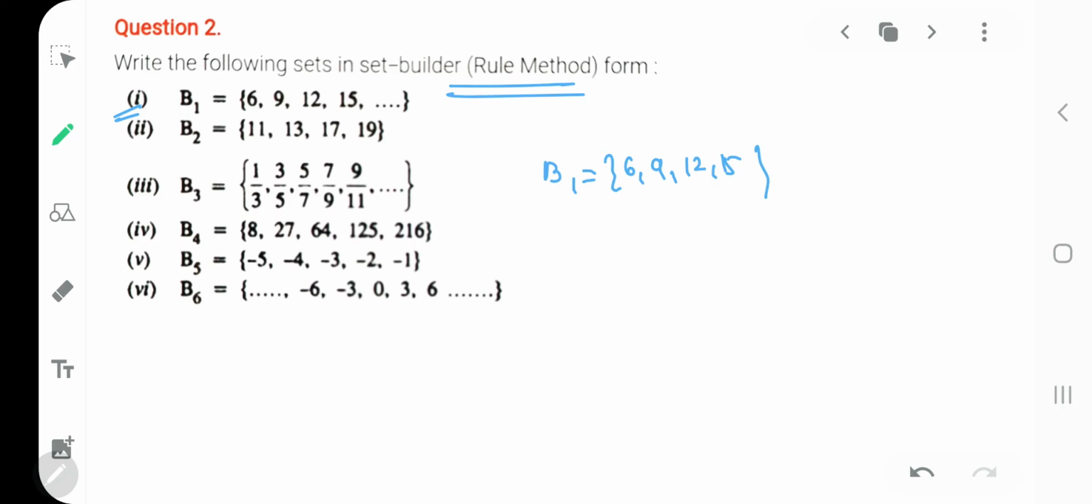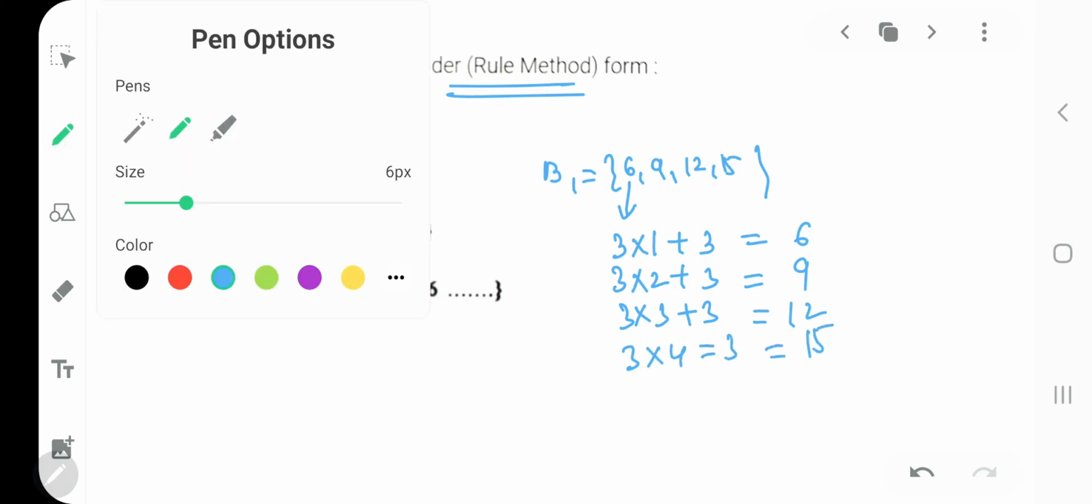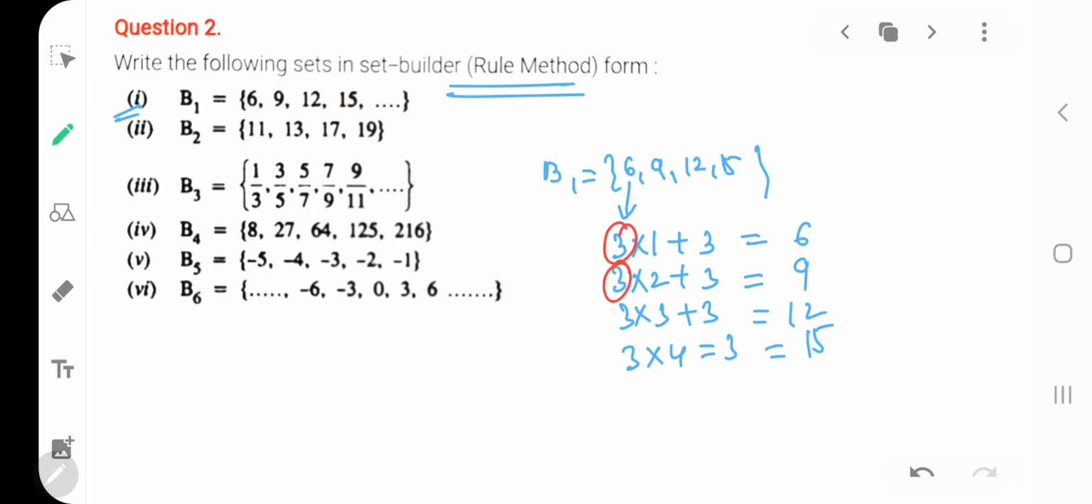So can we write it as, if I have, can I just consider 6? So if I multiply 3 into 1, that will be 3. And if I add 3, I'll get 6. And if I then do 3 into 2 plus 3, again I'll get 9. Am I correct? 3 into 3 plus 3, I'll get 12. And 3 into 4 plus 3, I'll get 15. So you notice that in the entire formula, this part 3 is constant.